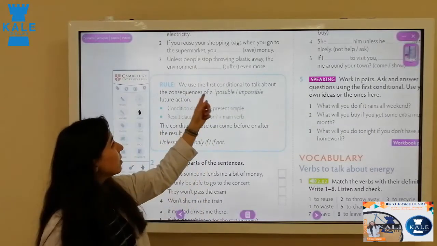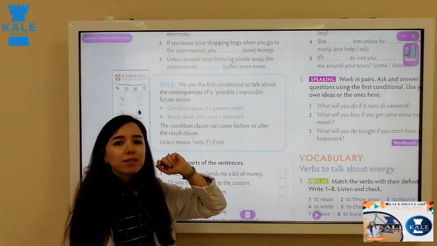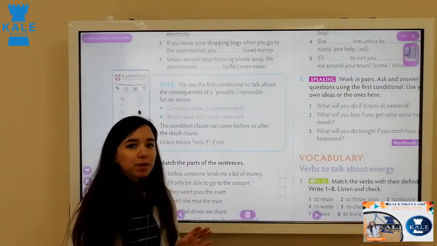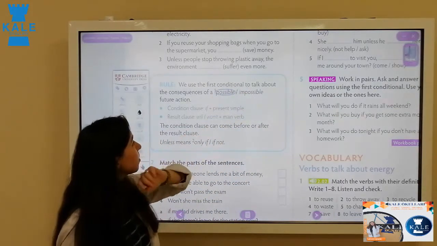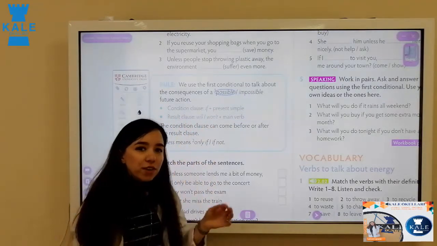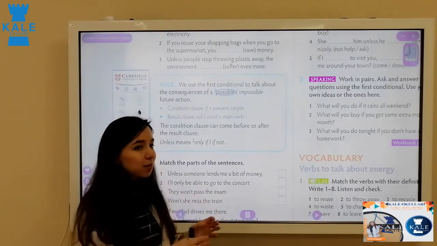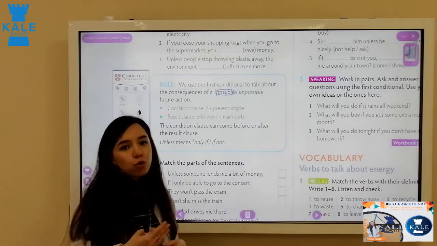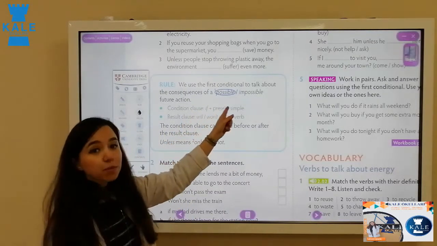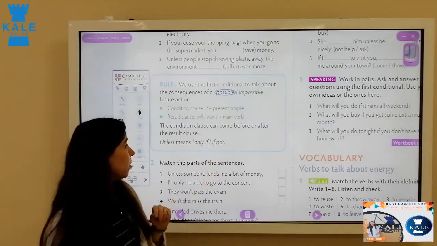Yes? Look at here. We use the first conditional to talk about the consequence of a possible thing. I told you that for first conditional, we are just going to talk about possible things, not impossible. Condition clause: if plus present simple. And the result starts with will or won't, meaning for the result, we need just future. If plus present simple, as you can see, result clause will, won't plus main verb.